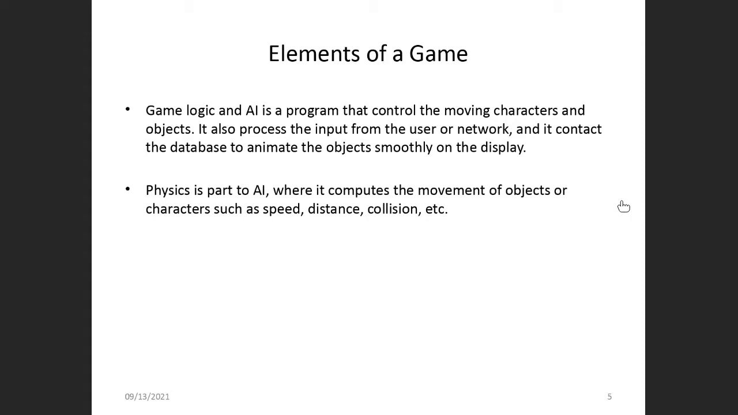For example, he's trying to fire on you. Is your player going to be killed by the fire or not? That is the logic, and this logic is taken from the input either through the network, as I said, or through the user, and it contacts the database to animate the object smoothly on the display.